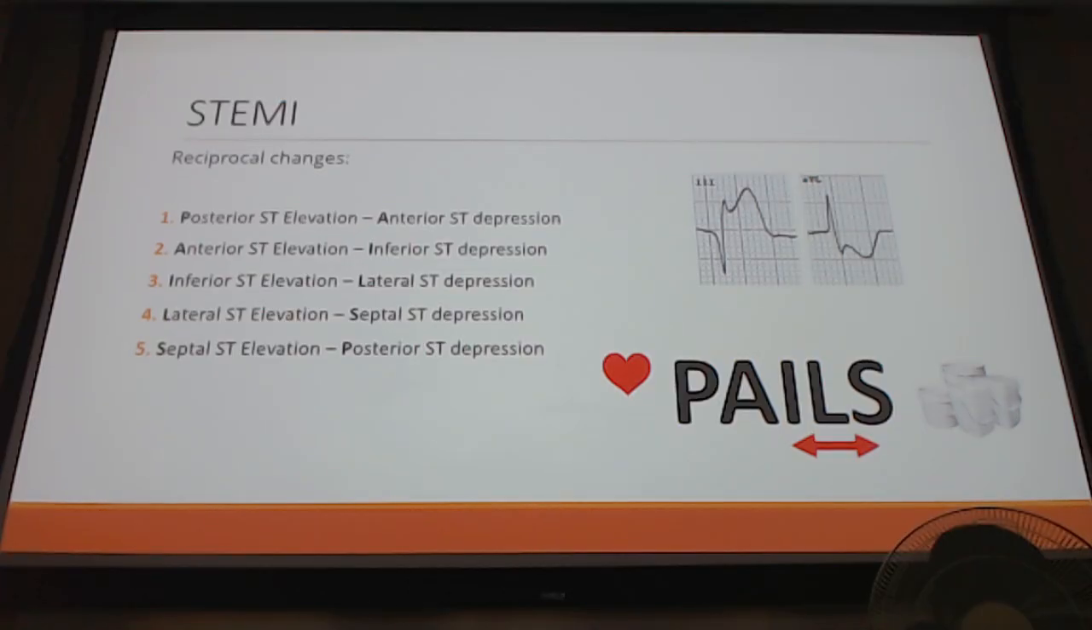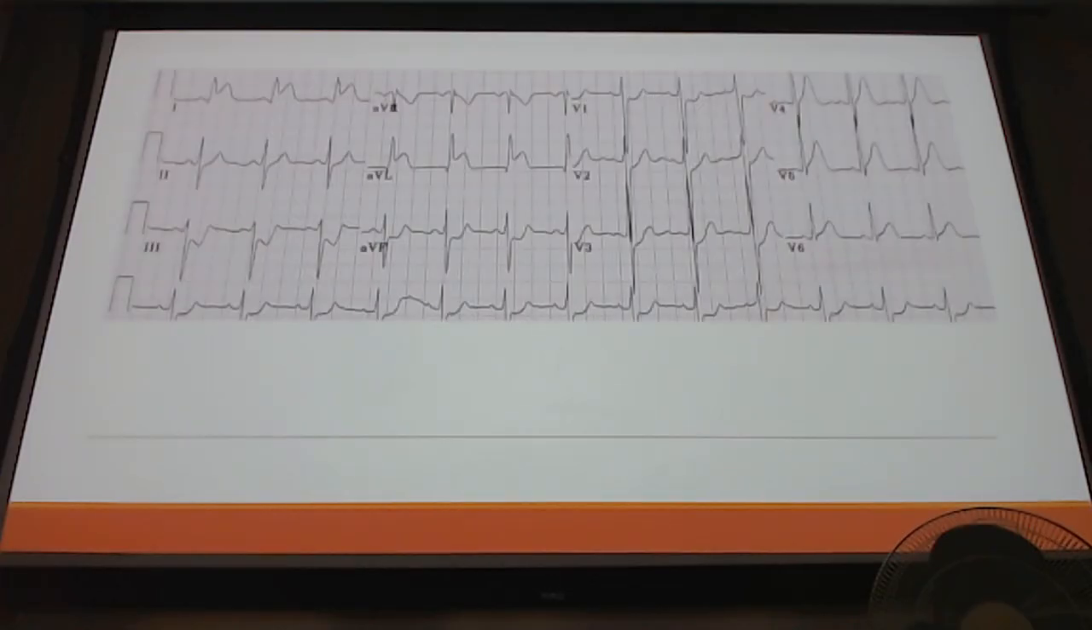You guys remember the Pale's algorithm? If it's posterior, look anterior; anterior, look inferior; inferior, look lateral; lateral, look septal. So that's important to consider when we're looking for reciprocal changes. If we have ST elevation in our anterior leads, we want to look inferior. So if you see elevation in like 2, 3, you want to look for depression in 2, 3, aVF.